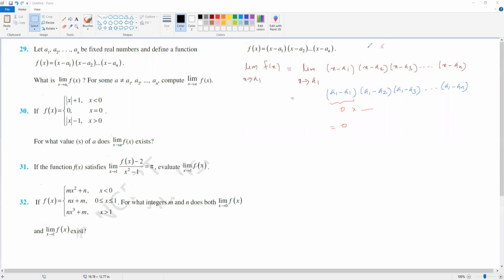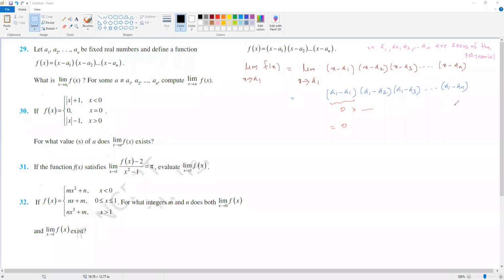x is equal to a1, x is equal to a2, a3, etc. an are what? Zeros of the polynomial, isn't it? Correct? Bolo, correct or not?